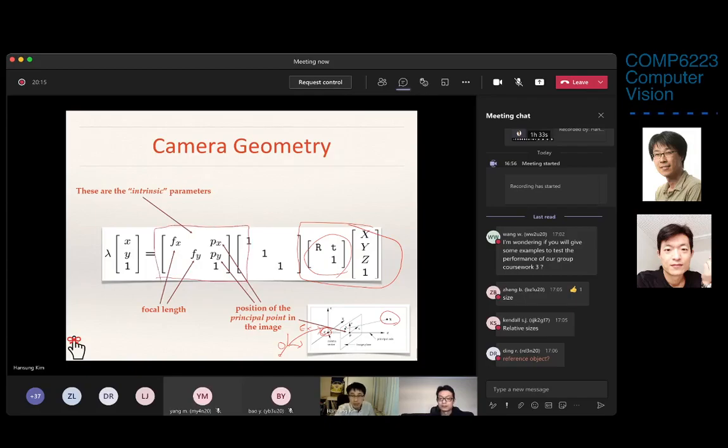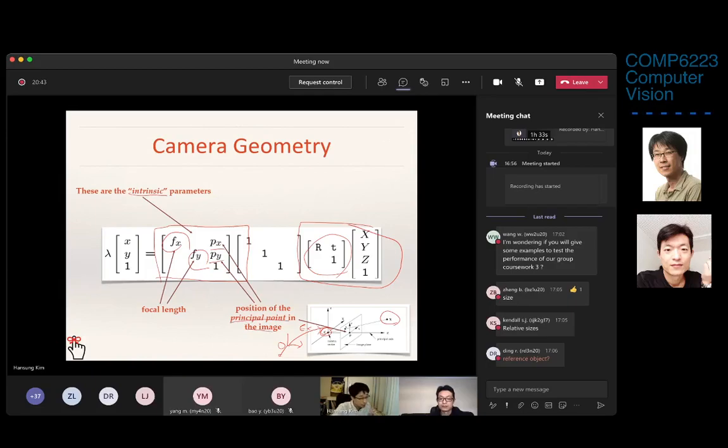The intrinsic parameter is the internal parameter of your camera. So if your camera setting is fixed, then you always have the same intrinsic parameter. But the extrinsic parameter changes according to the position of your camera, right? The intrinsic parameter is the internal parameter of your camera. Normally, it is defined by focal length. It depends on your lens and the camera structure. And also, px, py is the position of the principal point in the image.